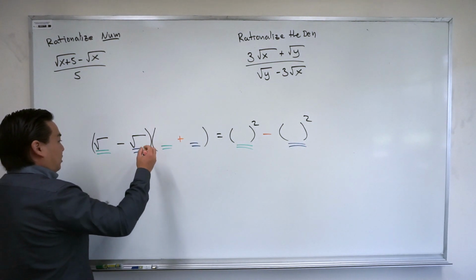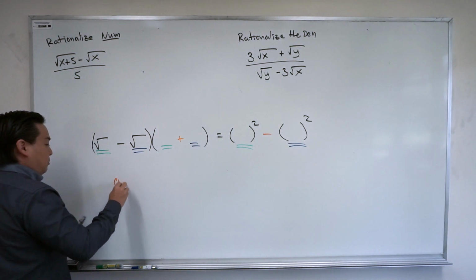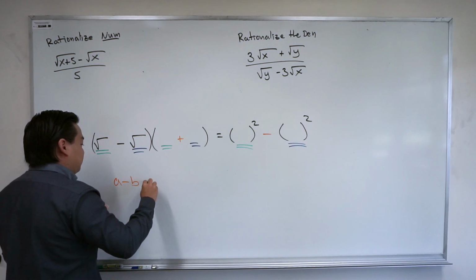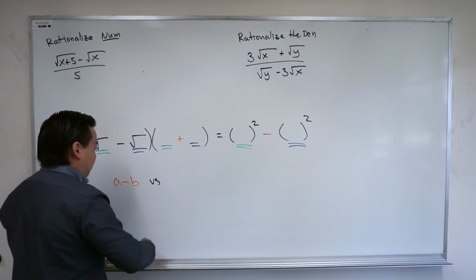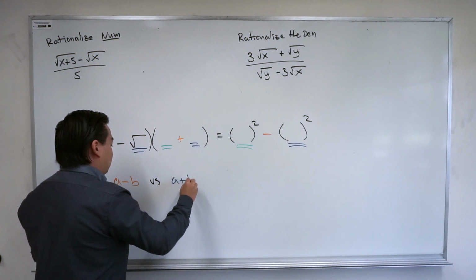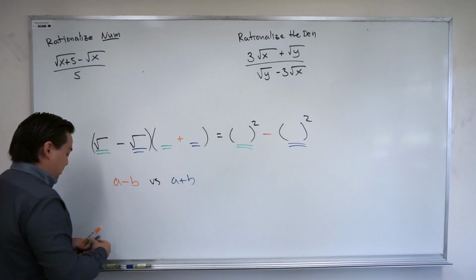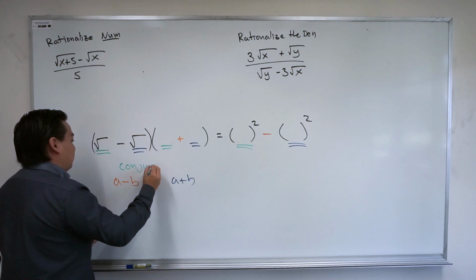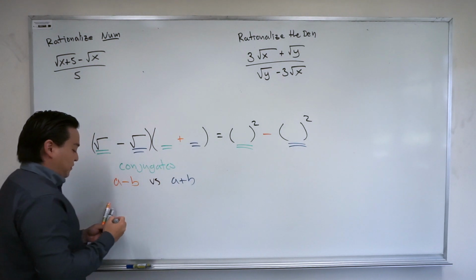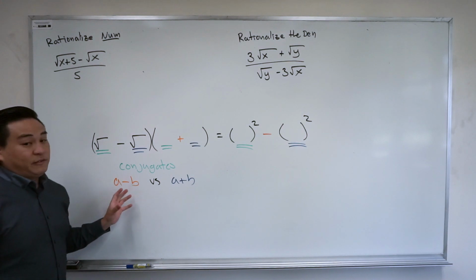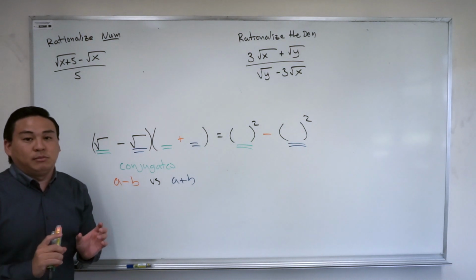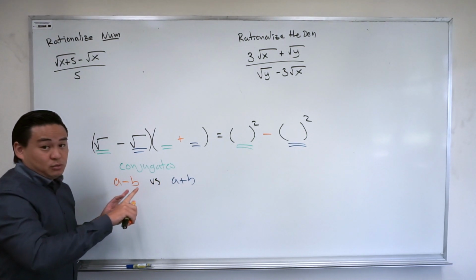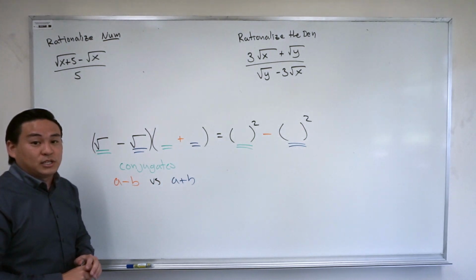So this right here, A minus B, versus A plus B, these are conjugates of each other. Okay? So anytime you want to find the conjugate, you change the middle operation into plus or minus depending on what it originally is.